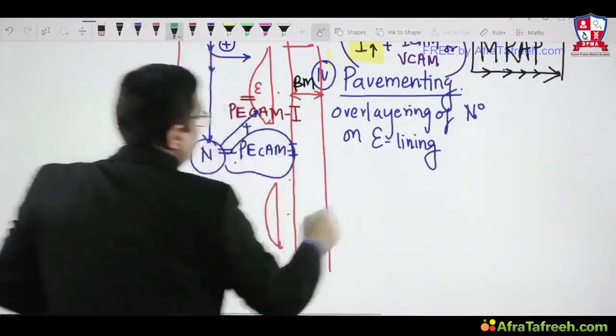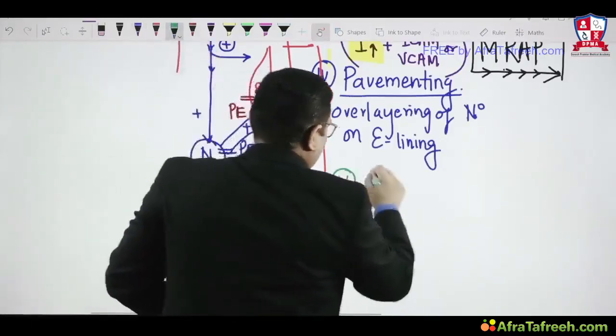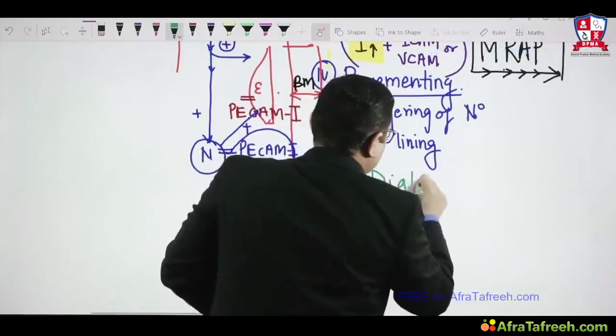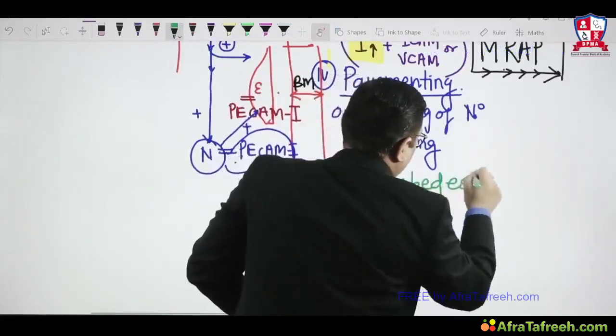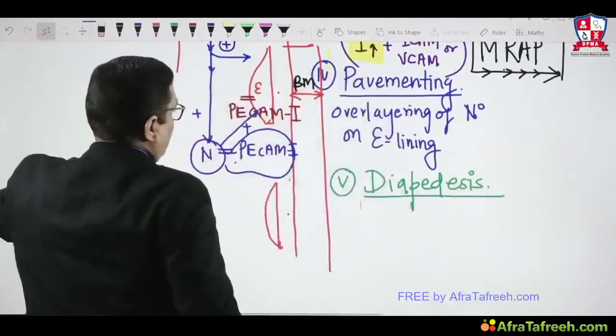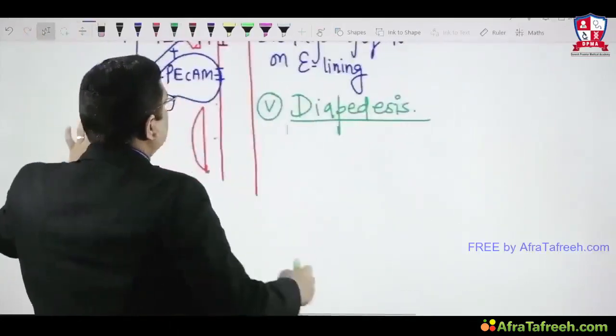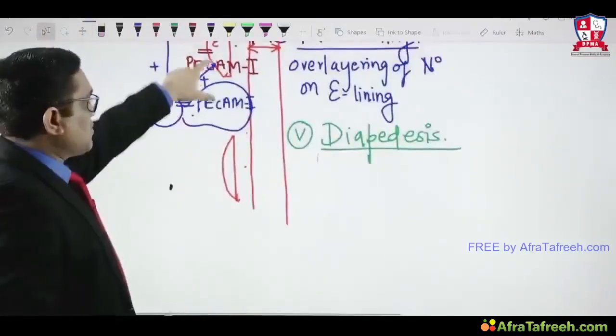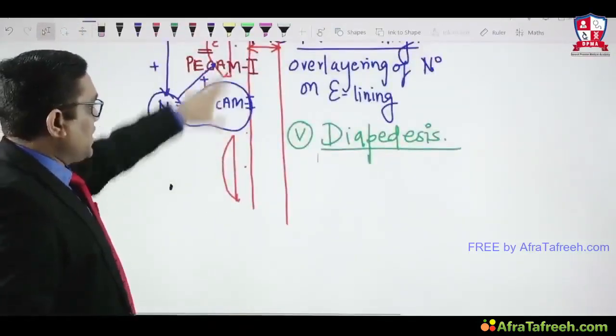So here I would like to tell you the fifth event is called diapedesis. What is diapedesis? As I said, diapedesis is transmigration of the leukocytes via endothelial gap.